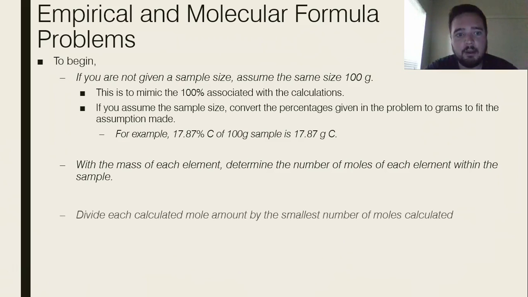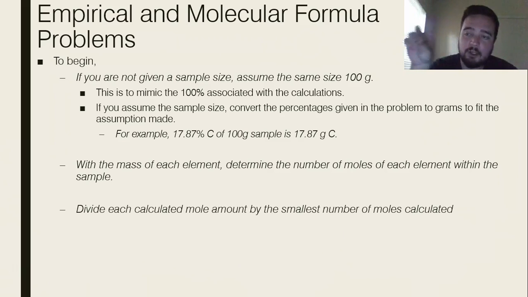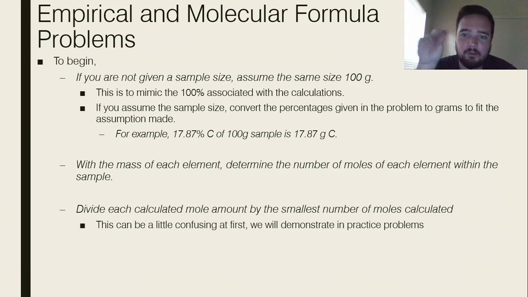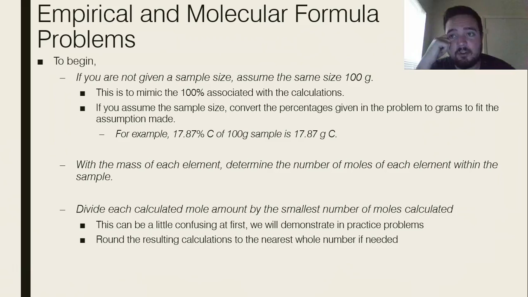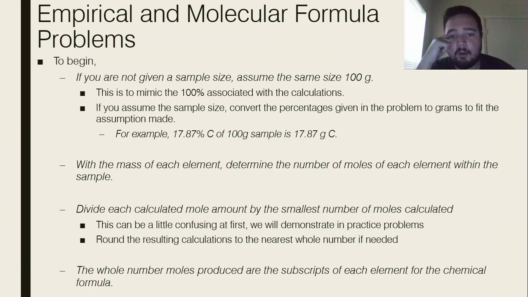So this is the next step. After you determine the moles of each element based off the grams that you assumed, you divide each calculated mole amount by the smallest number of moles calculated. And I'll define that here in a little bit in the example. This can be a little confusing at first, but we'll demonstrate it further in practice problems both in this video and in class, and you can come talk to me more about it if you need to. And then you round the resulting calculations to the nearest whole number if needed. Then the whole numbers that are produced from that calculation you will use as subscripts for the empirical formula, or the molecular formula later on. I'll show you that too.